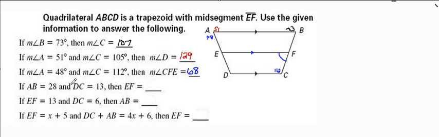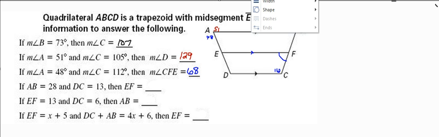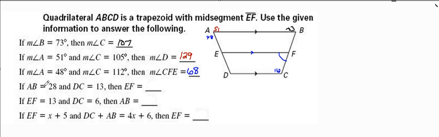Now we move on to another scenario talking about the length of the midsegment. We say if AB is 28, this distance right here, and then DC is 13 right there. What is EF? EF is the midsegment. That means it is the average of the two bases that are parallel. So all we need to do is add 28 plus 13 and get 41. And then we average that by dividing by 2. 41 divided by 2 is 20.5. EF, the midsegment, is 20.5, keeping in mind that's the average of 28 and 13.